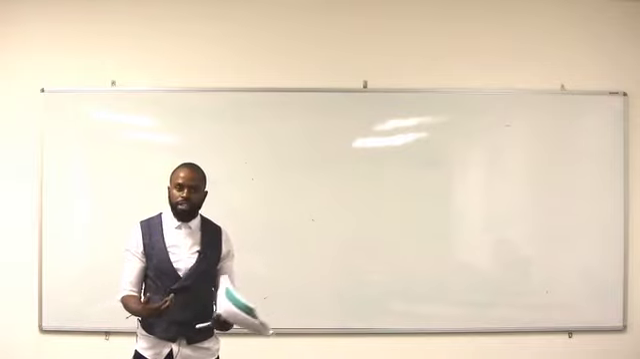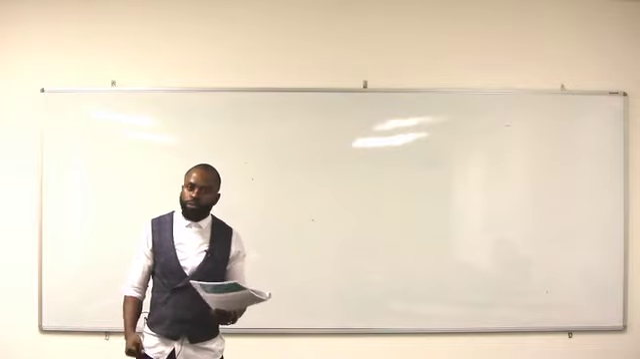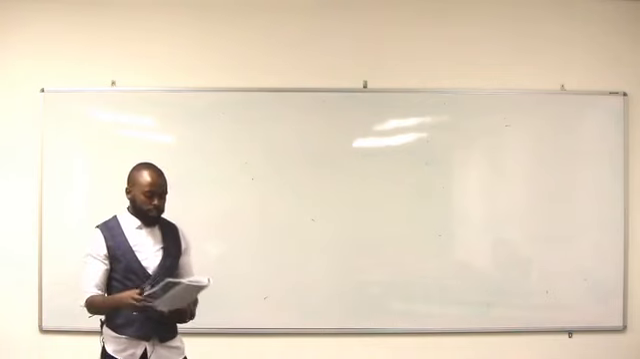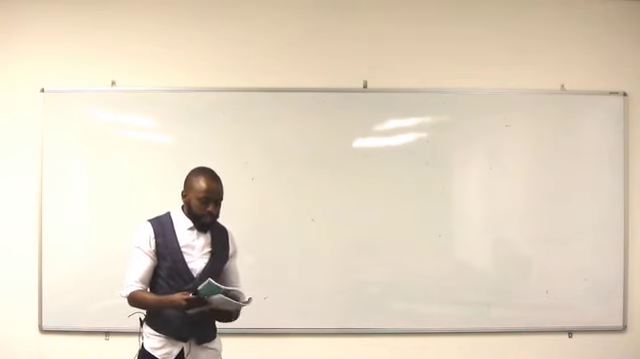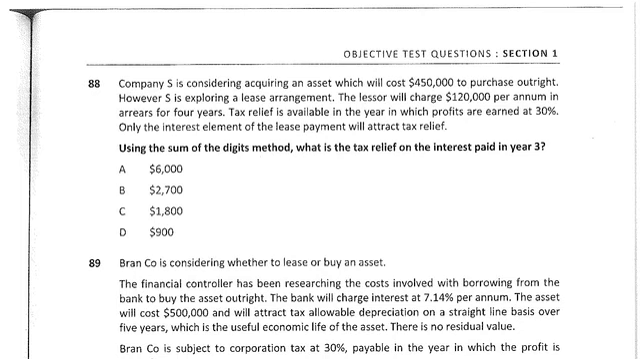So we're trying to establish the interest. We said we have two methods, the actuarial method and the sum of digits. Here we're looking at question 88. Using the sum of digits method, what is the tax relief on interest paid in year 3? We're told that company S is considering acquiring an asset which will cost $450 to purchase outright. However, S is exploring leasing the asset. The lessor will charge $120,000 per annum in arrears for 4 years.